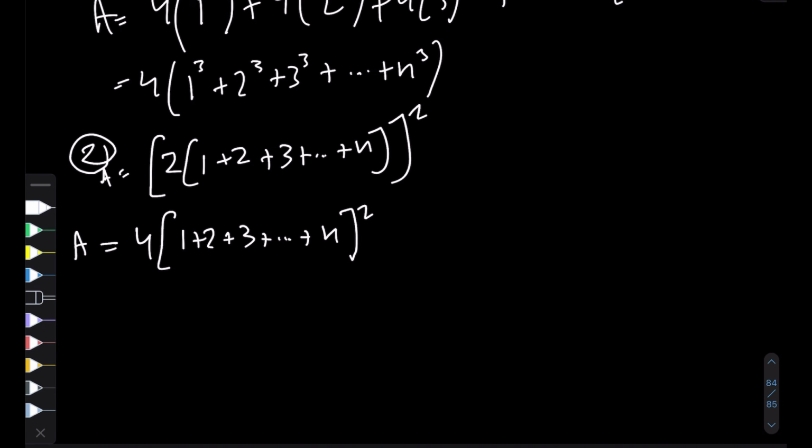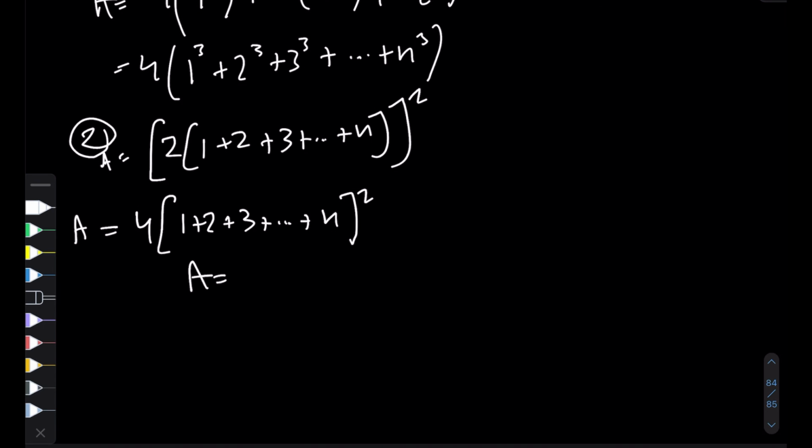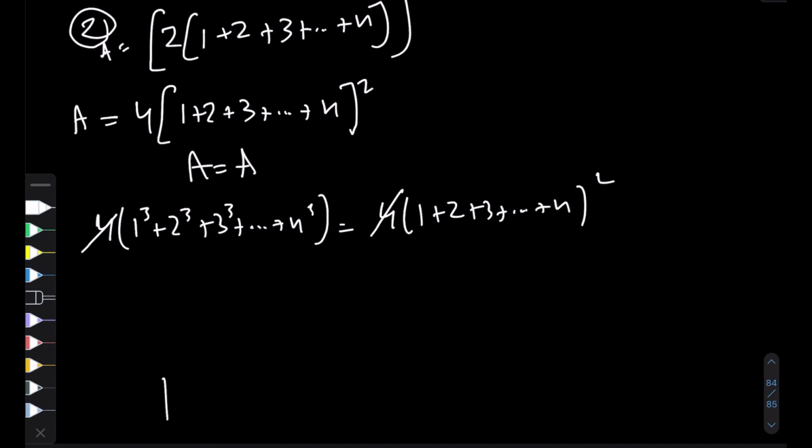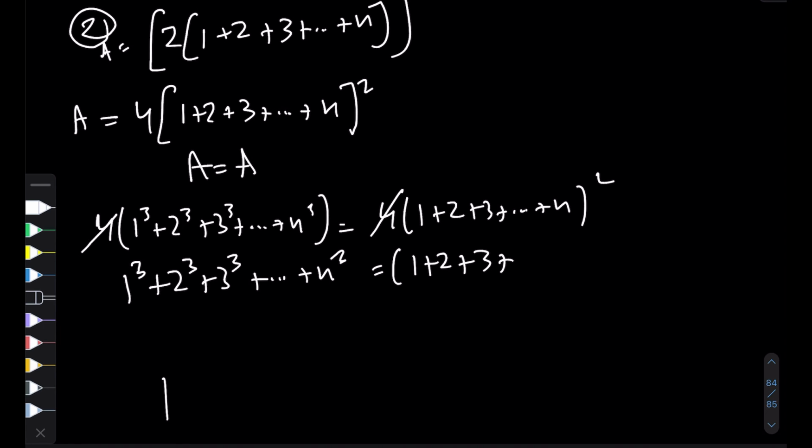So we've expressed the area as a sum of cubes, and we've expressed it as the sum of natural numbers squared, and of course the area is the same. So in other words, 4 times 1 cube plus 2 cube plus 3 cube all the way to n cube is the same as 4 times 1 plus 2 plus 3 all the way to n, squared. 4 cancels out on both sides, and we reach our conclusion that 1 cube plus 2 cube plus 3 cube all the way to n cube is always equal to 1 plus 2 plus 3 all the way to n whole square, and we are done.